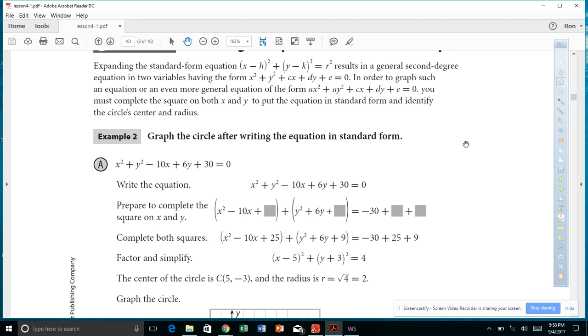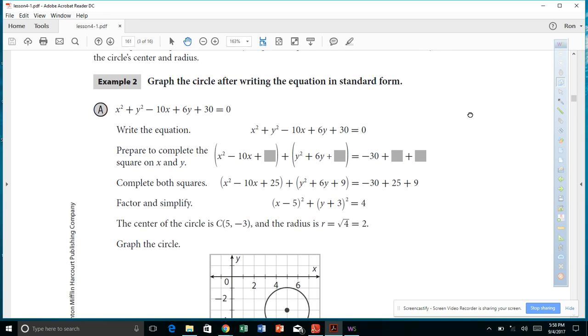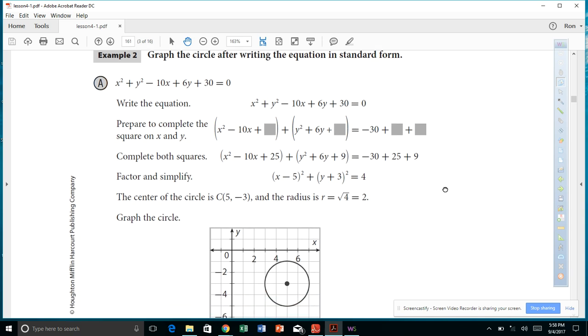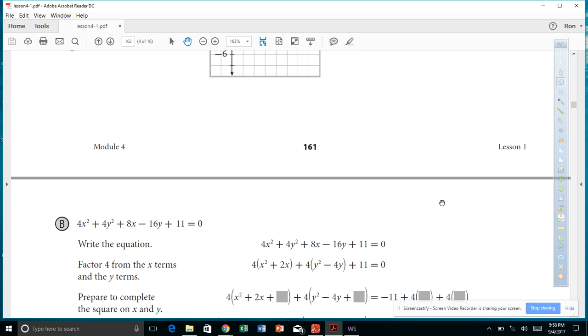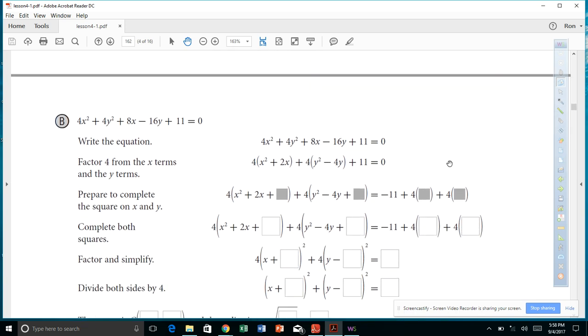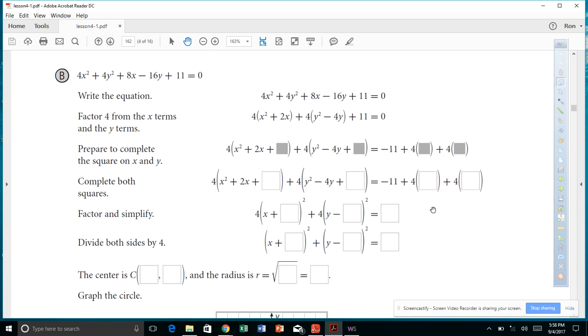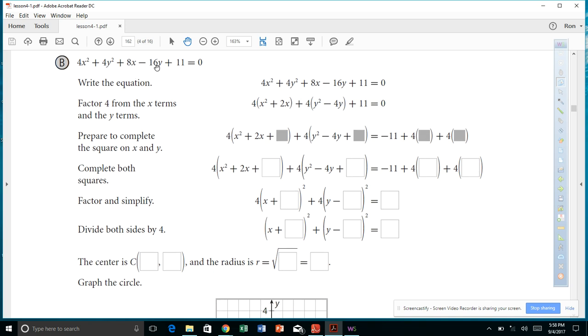Graph the circle after writing the equation in standard form. So I'll let you go through A there, and when you get back, we'll do B together. Okay? So here on B, we have 4x squared plus 4y squared plus 8x minus 16y plus 11 equals 0. So we write the equation there.